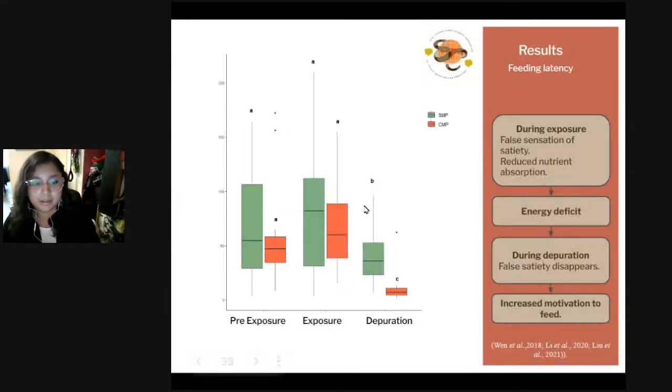For the feeding latency, we found a difference in the depuration period, where the organisms that were exposed to microplastic had a smaller feeding latency. And this may happen because during the exposure, the fish fed on microplastics, making them have a false sensation of satiety and a reduced nutrient absorption, making them have an energy deficit. Then during depuration, because the fish were no longer eating the microplastic, this false satiety disappeared, but the energy deficit remained. So they have an increased motivation to feed.